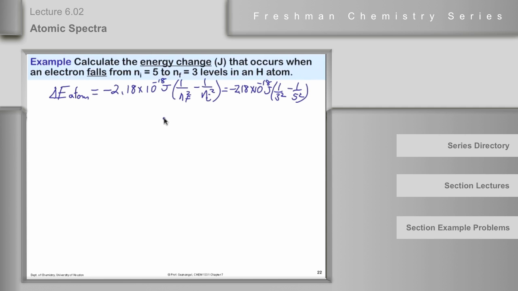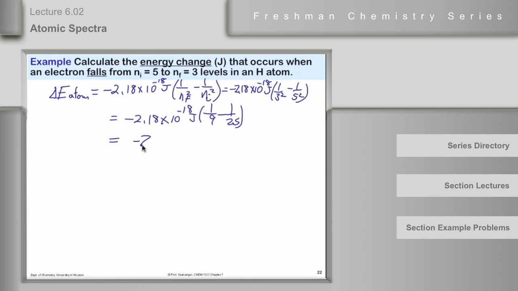And the next step is negative 2.18 times 10 to the negative 18th joules. Making my hand tired just to write it. Times 1 over 9 minus 1 over 25. I suggest if you get equations like this on a different place in the paper, you evaluate what the magnitude of this parenthetical term is, like we did just before this, and then multiply it here.